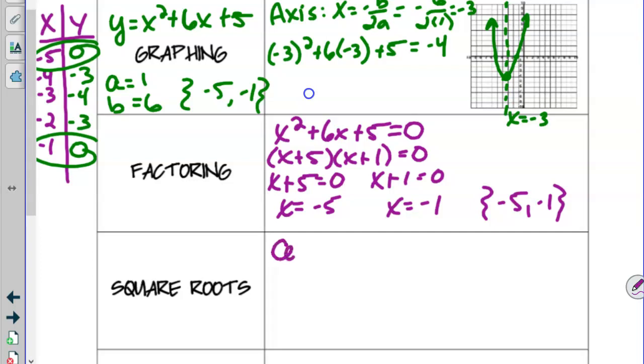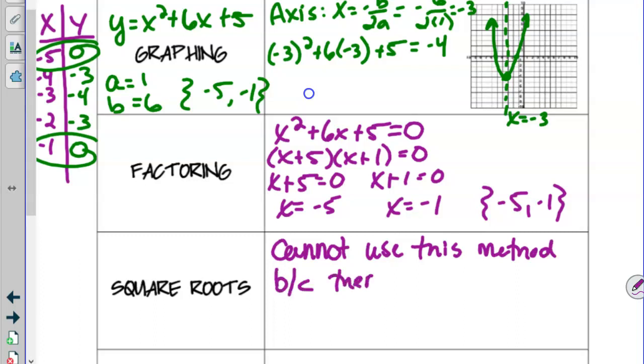So let's go ahead and make sure we write that out. Cannot use this method because there is an x term or a b term. So as you're looking through these and trying to identify what method is the best, if you do not have an x term, this is your best method. It's the quickest one.